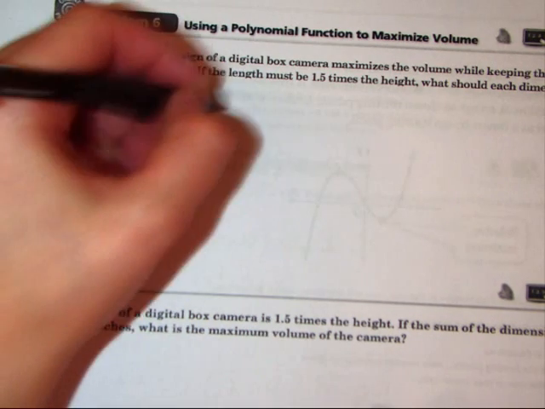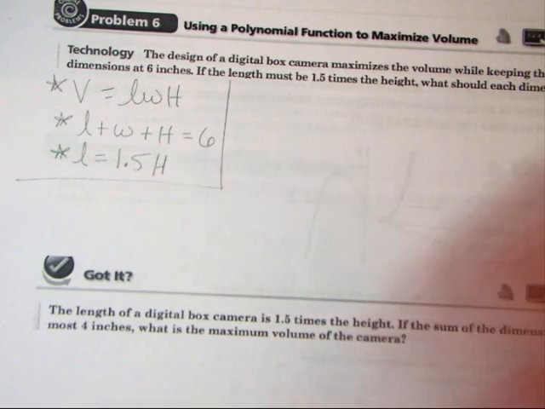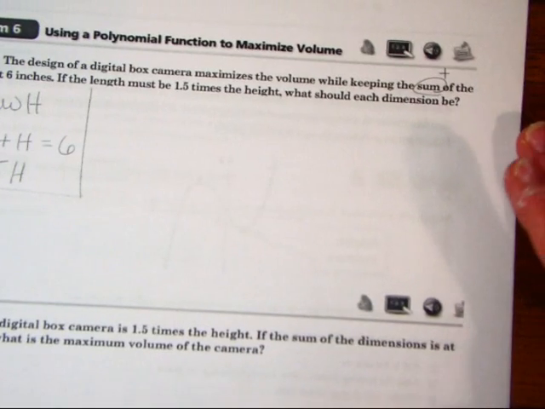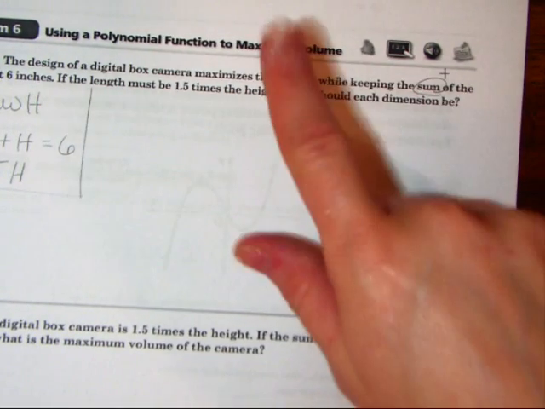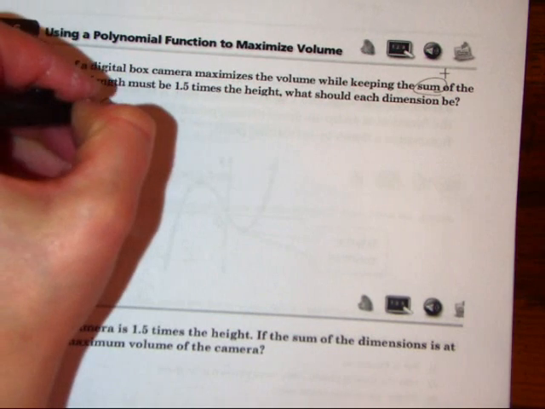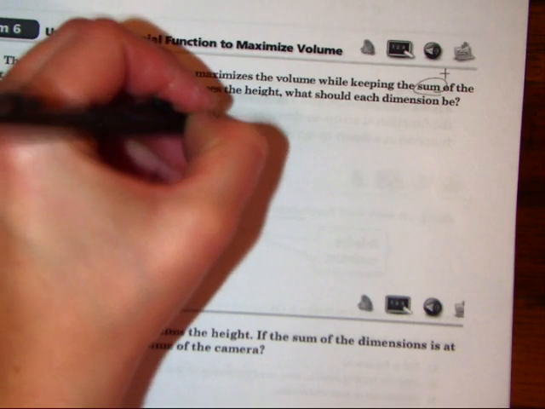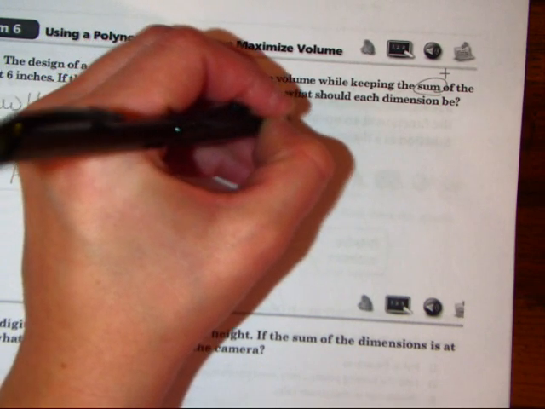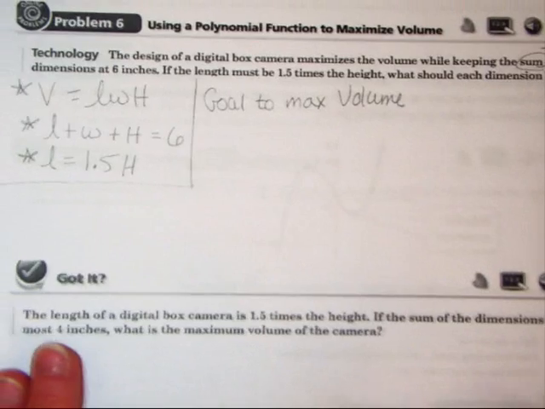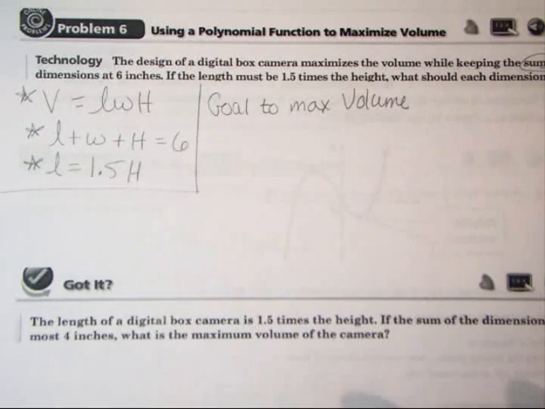So what we're going to do is I'm going to put a little box around these because these are going to be important. The goal is, it says, to maximize the volume. Now what we need to be able to do is get all of these in one variable. Can you see how length might be the easiest one for us to solve for? Or maybe even height? Let's try that. Let's try to get everything in terms of h.